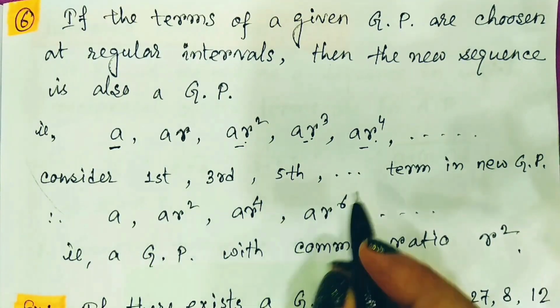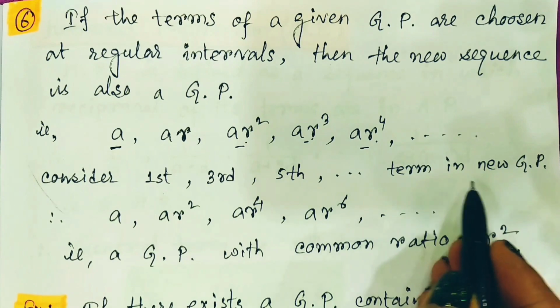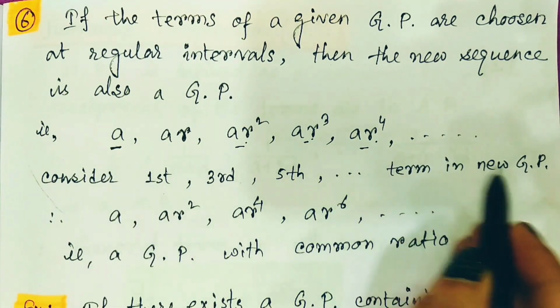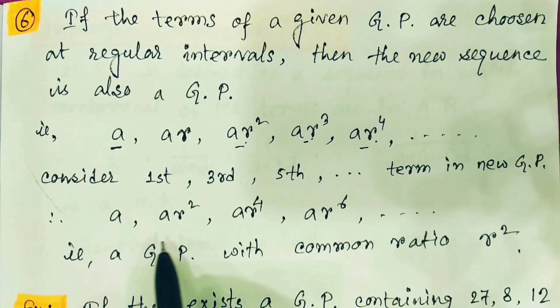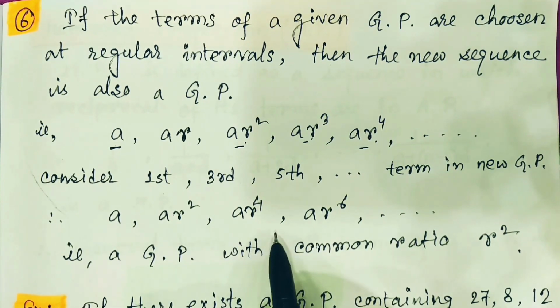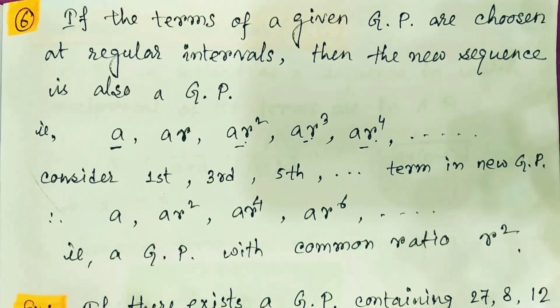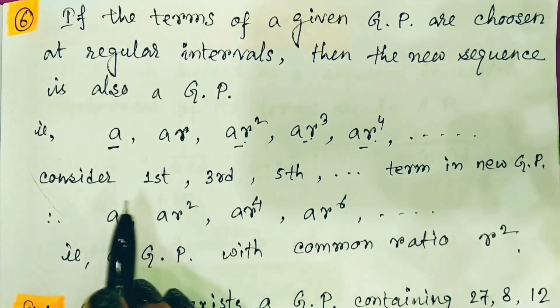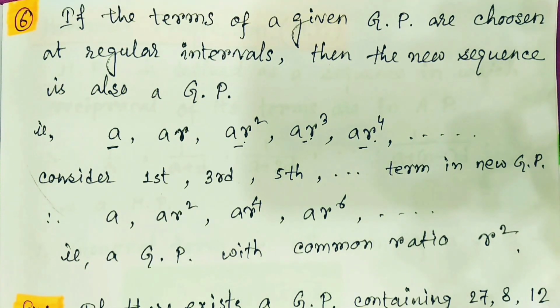So in this way, I have chosen the first term, third term, fifth term. If I choose in this way, then the new sequence which forms becomes a, ar^2, ar^4, and so on. That one is also a GP, and depending upon your skipping, that is, after the first term, how many terms you skip, your common ratio will change.